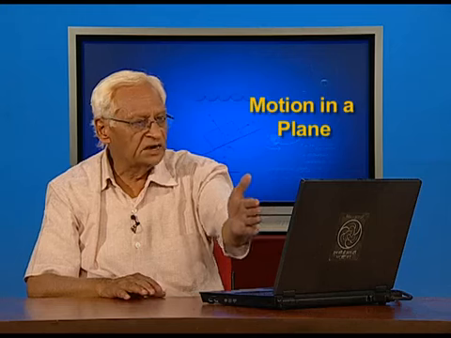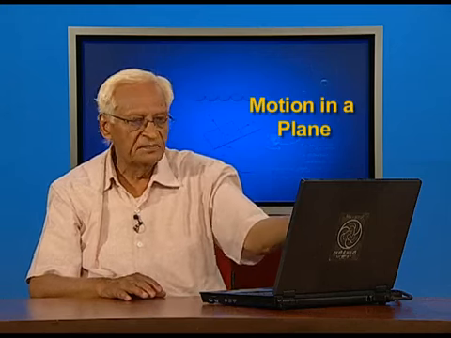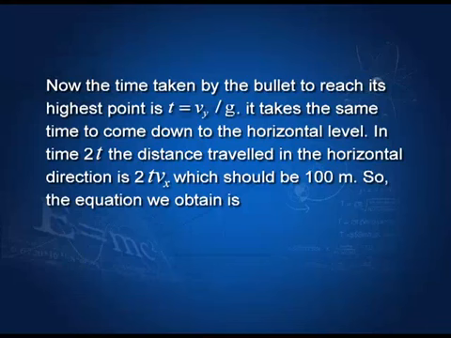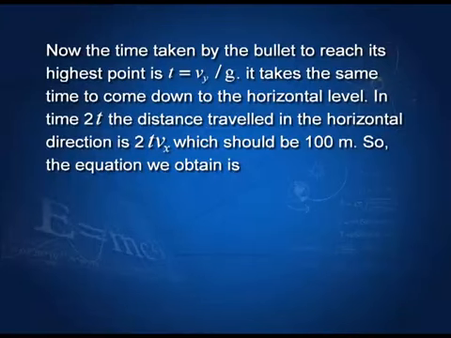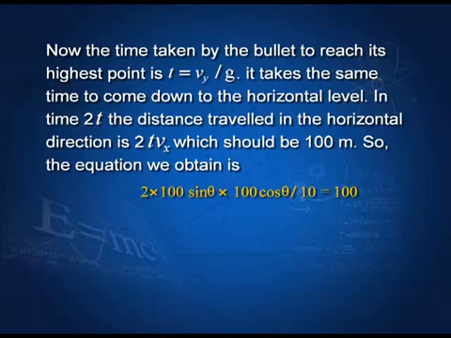Now, the time taken by the bullet to reach its highest point is V y by g. It takes the same time to come down. So, the total time taken is 2 t, which is 2 V y by g, and in that time the distance covered horizontally would be 2 t times V x, which is the range we have found earlier, and therefore, we get the equation 2 into 100 sin theta into 100 cos theta divided by 10, which is g, equal to 100. From this we find what the angle theta would be. We find that theta would be in this case 2.85 degrees.